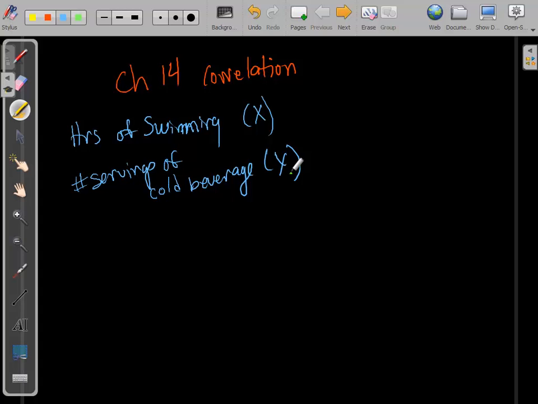So this idea of correlation is based on just having a relationship between two variables. We look at all these different people and we say, okay, how many hours do they swim? How many cold drinks do they have? And so we create a set of ordered pairs, and I'm going to put it in a table form, X and Y.